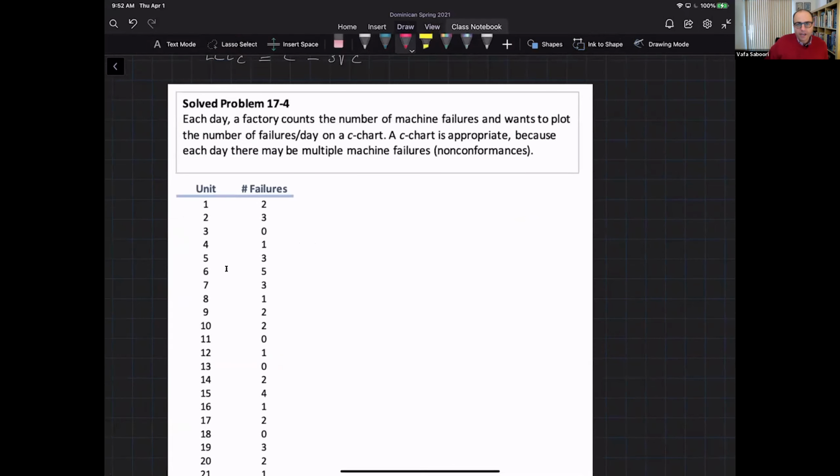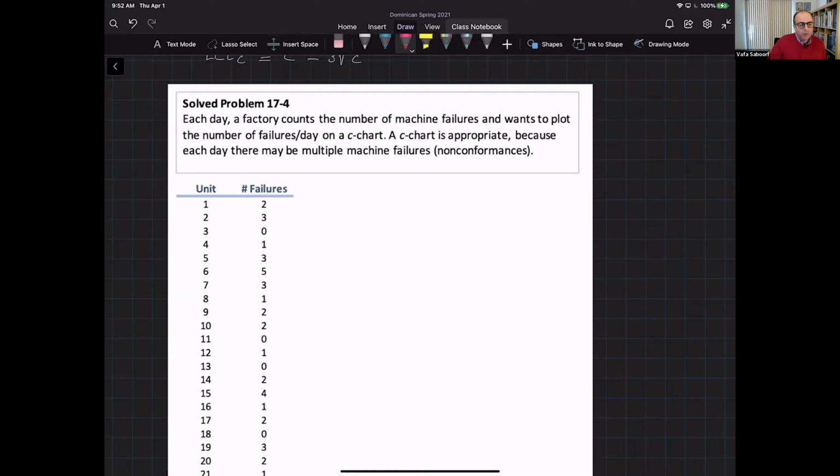Each day a factory counts the number of machine failures and wants to plot the number of failures per day on a C chart. A C chart is appropriate because each day there may be multiple machine failures or non-conformances, okay? So again, your sample size here is always one, okay? We have 25 samples. The number of samples is 25. And the number of failures each day is recorded. So for example, day one, there are two failures, but it's always one machine, okay? But there are multiple failures, okay?